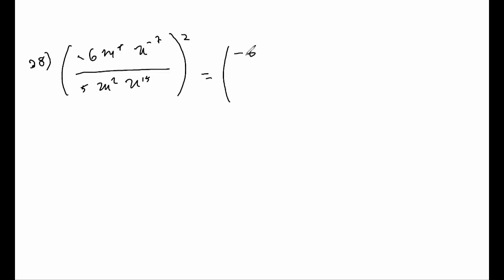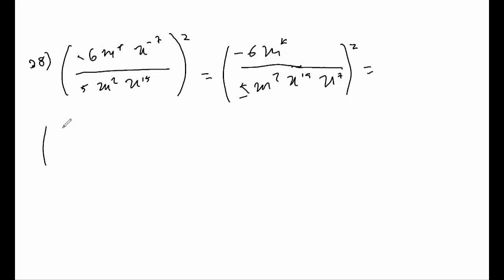So here's what we do. Negative 6m to the 4th. Nothing on the bottom here is negative, over 5m squared n to the 15th. And then I'm going to bring down the n and make that to the positive 7. And now I will square it. So now I'll just organize everything.